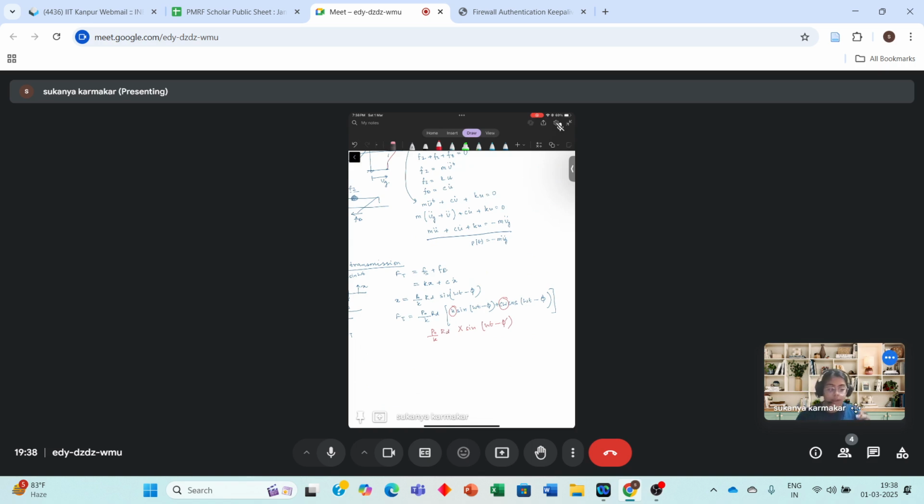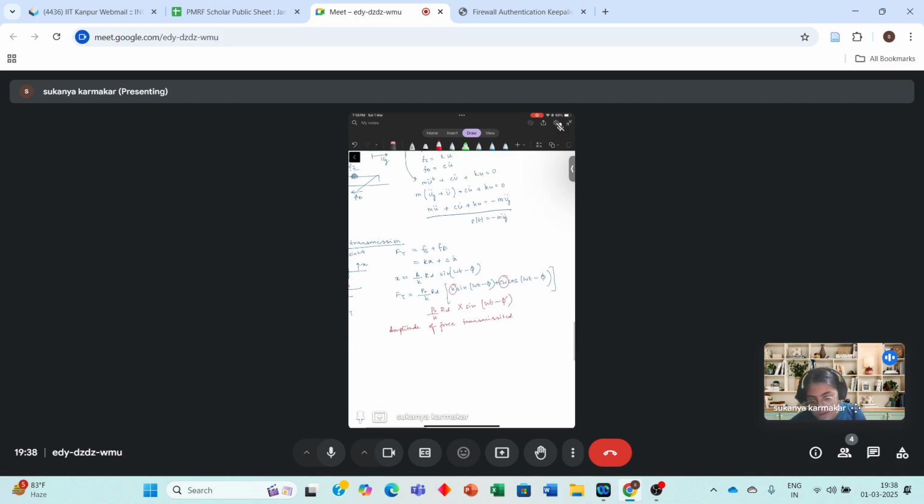So what will be the amplitude of the force F? The amplitude of the force transmitted will be P naught by k Rd, and you will have this X. What is this X term? X is under root of k square plus c omega whole square, because we have these two terms, using trigonometry, I'm solving it.